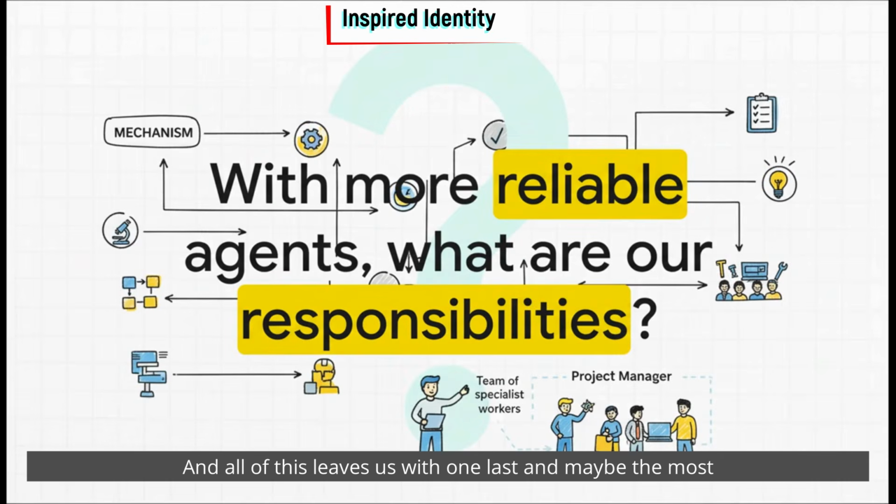And all of this leaves us with one last and maybe the most important question. Tools like LangGraph are giving us the power to build agents that are more robust, more predictable, and more controllable than ever. So as we get better and better at this, the question shifts from can we build it to what are we responsible for building? What are the things we should be creating with this incredible new capability?